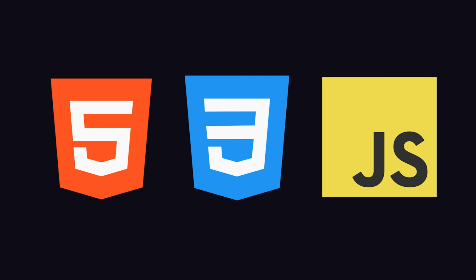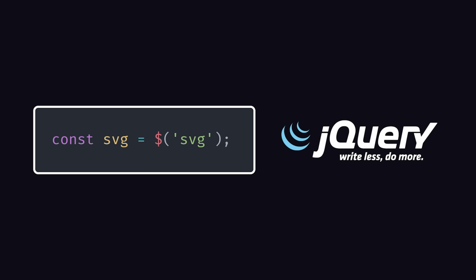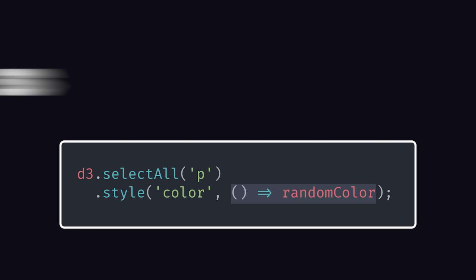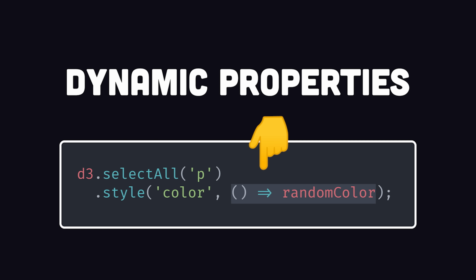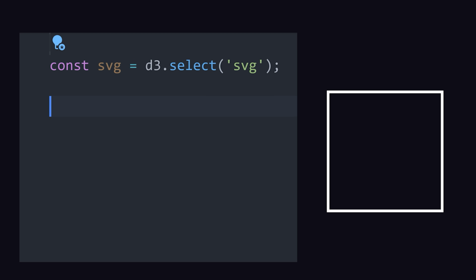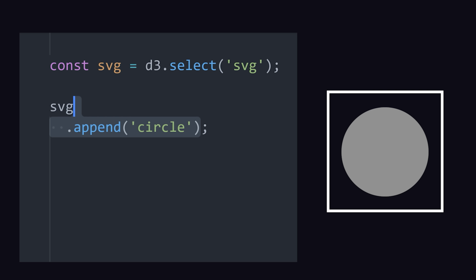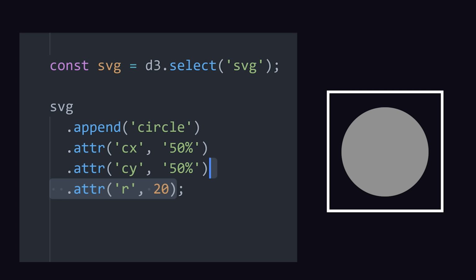Its API allows you to select and manipulate items in the DOM, not much different than something like jQuery. What makes D3 different is that you can set properties as functions that automatically draw different graphics based on your data. To get started, you'll first want to grab an element from the DOM with the select method, like an empty SVG. You could then draw a single shape inside of it with the append method, and customize its appearance by chaining the attribute method to it.